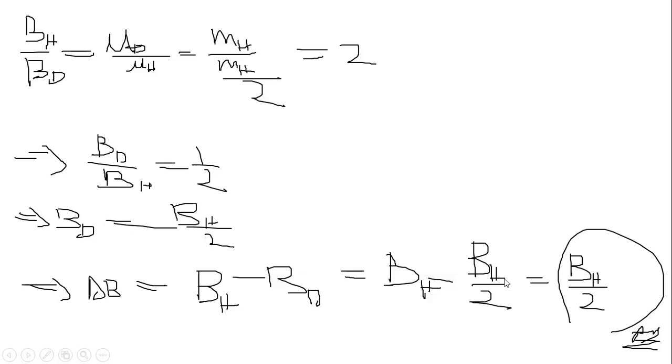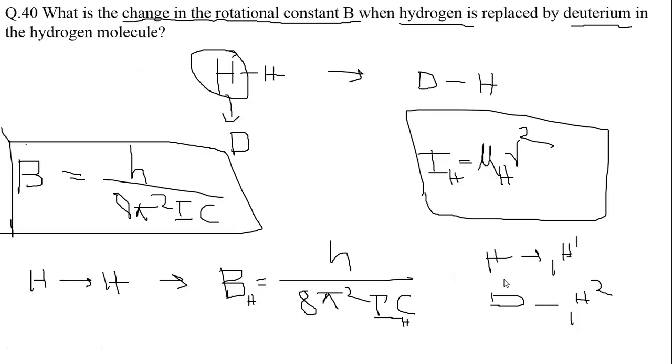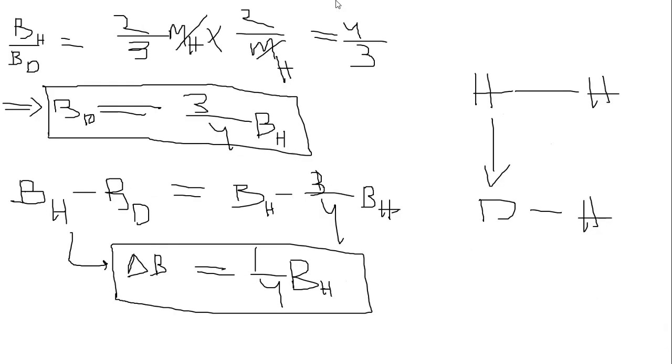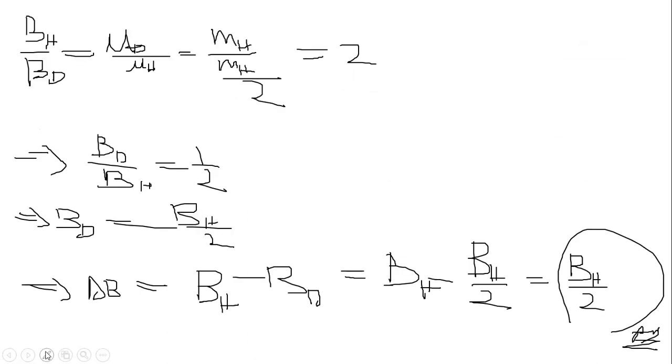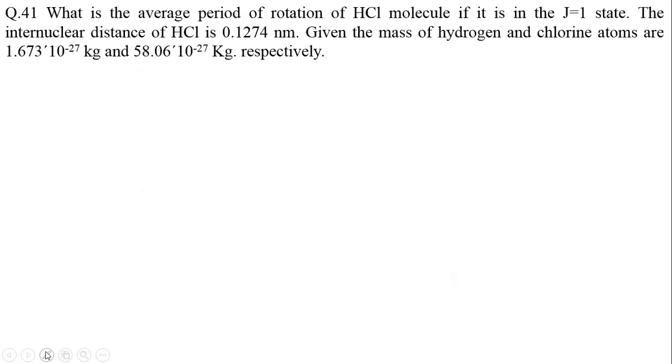So the change in the rotational constant is what was asked in the question: what is the change in rotational constant when hydrogen is replaced by deuterium in the hydrogen molecule? When we replace one hydrogen with deuterium, the change will be 1 by 4 BH. But when we replace both the hydrogens by deuterium, the change in B will be BH by 2. So I think it is clear to you now. We can proceed to the next question.